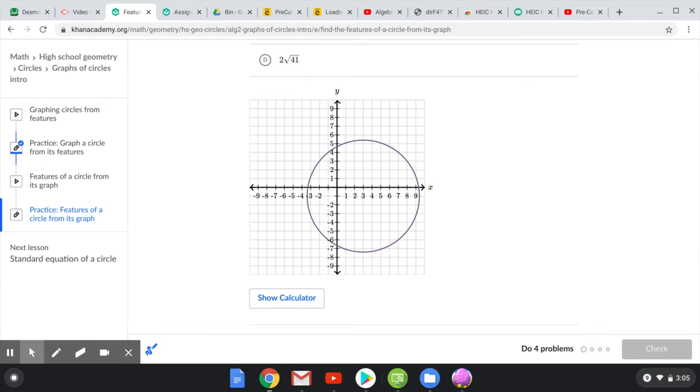The center is actually pretty easy in this case because hopefully you can see that the furthest left point is going to be here at y is -1, and the highest point is here at x is 3. So your center is going to be right here at 3, -1.